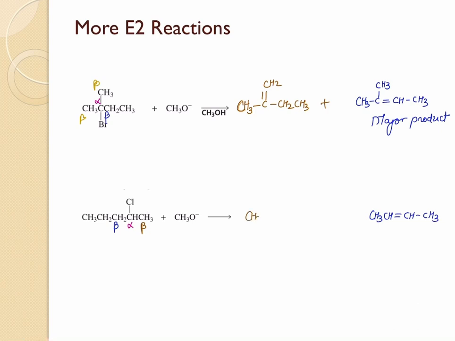And the other product is going to look like this. And between these two, which one is highly substituted? Obviously this one. And therefore, this should be the major product, which is a Zaitsev product. Okay, Zaitsev product, because it's highly substituted.